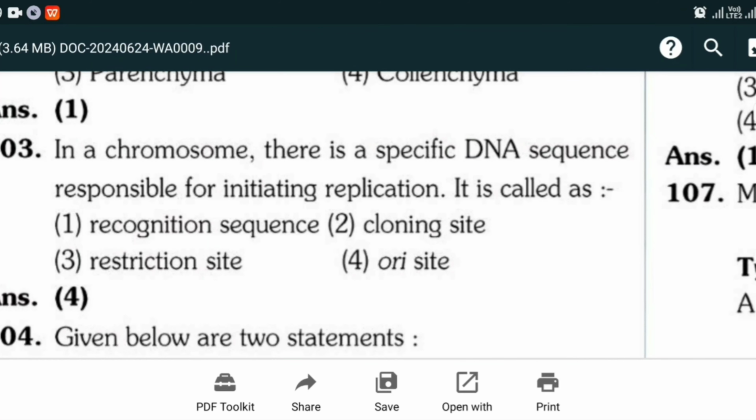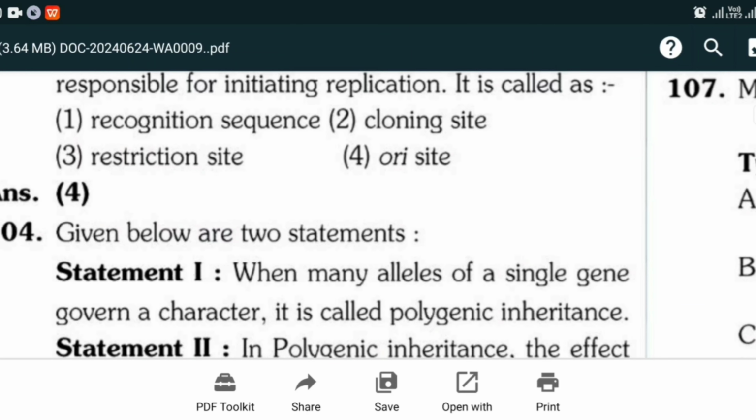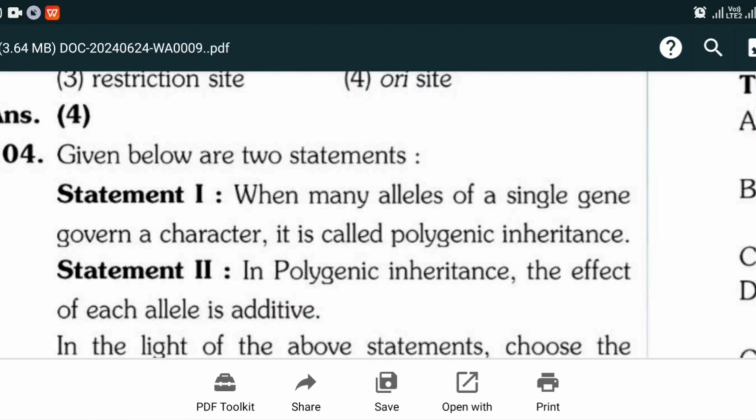Then, in a chromosome, there is a specific DNA sequence responsible for initiating replication. See here, initiation always starts from a region where replication starts. So that site is known as the origin of replication. So the correct option is the fourth option. Overall, this botany paper is very easy. There are no difficult questions asked. Okay, so let's see the next question.